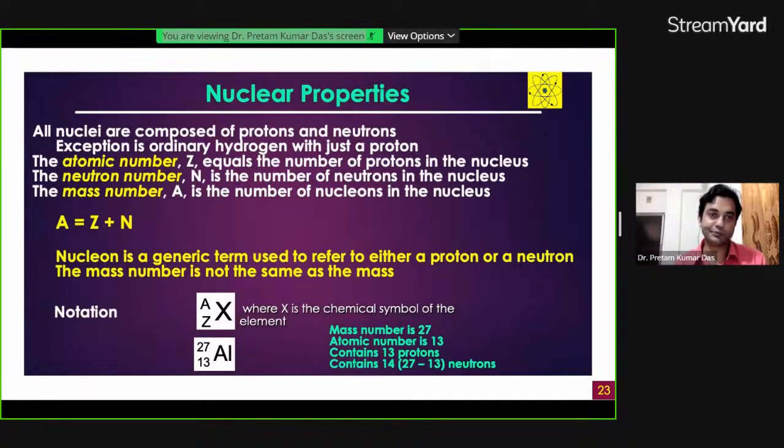So if we start from the nuclear properties, this is the notation of any nucleus whose mass number is A and atomic number is Z. If we consider this is aluminum, mass number is 27 and it contains 13 protons and 14 neutrons. All nuclei are composed of protons and neutrons. The exception is just hydrogen, which has just one proton inside its nucleus.